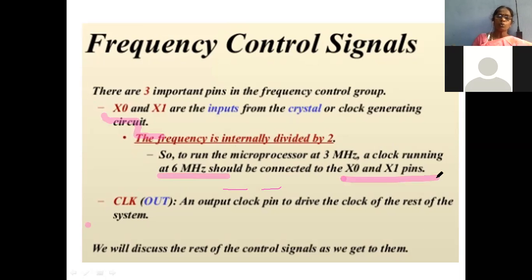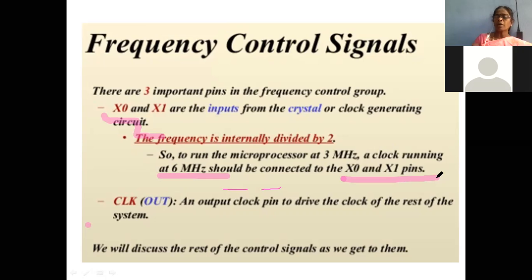We give it to X0 X1. Right, so the clock out is a signal which is used for synchronization of the other devices. We are able to connect multiple devices, memory, and all the signals should operate at the same speed. So in order to operate in a synchronizing mode, this clock out signal is very important and has to be connected to the other devices. Then only the synchronization will occur.